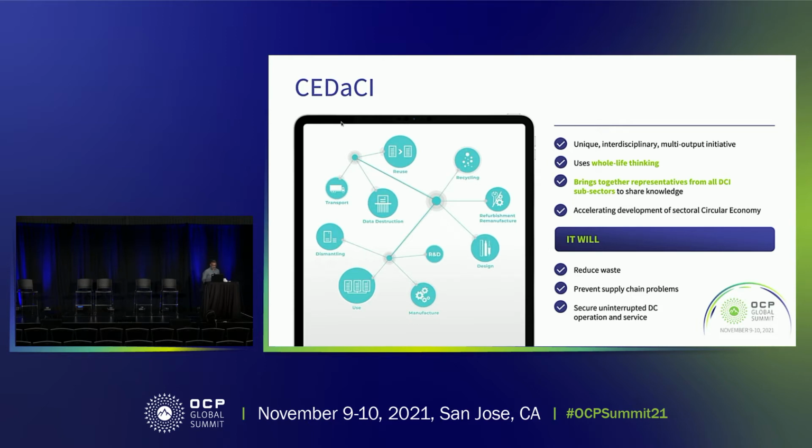We really need a holistic approach to the challenge in order to accelerate the development of the circular economy. So ultimately, our project aim is to reduce waste, to prevent or avoid supply chain problems in order to ensure an uninterrupted and secure DC operation and service. Next slide, please.